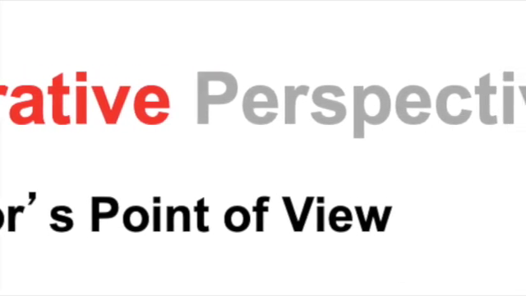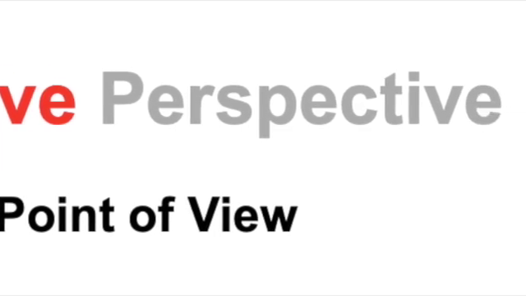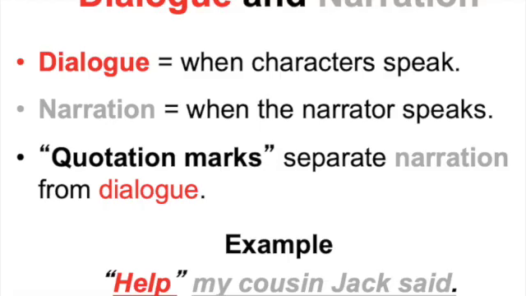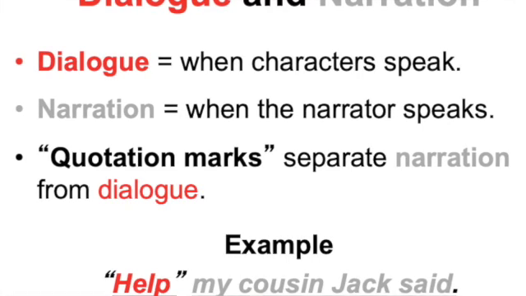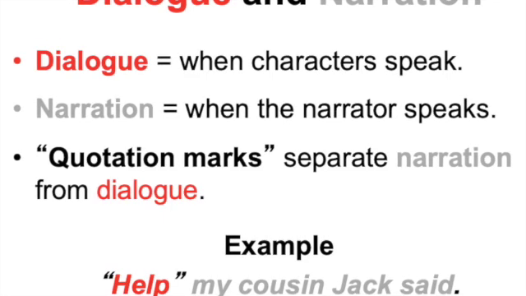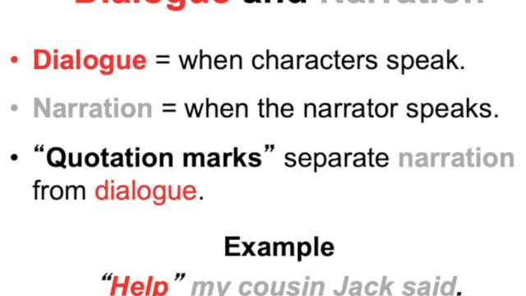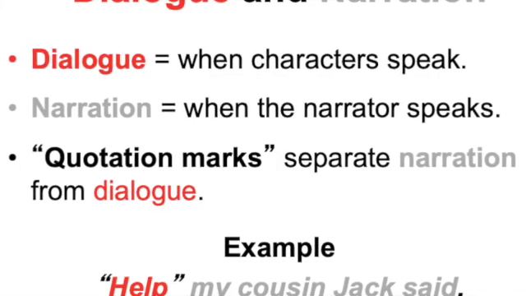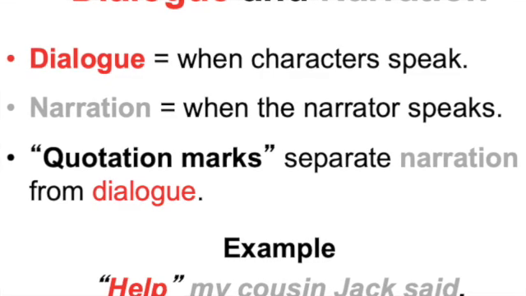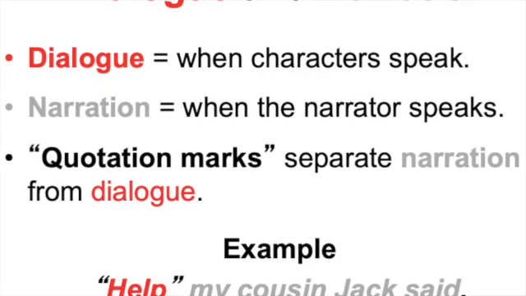Today we're going to talk about the narrator's perspective or the author's point of view. When looking at the narrator's point of view, you want to know the difference between dialogue and narration. Dialogue is when the characters speak and talk to each other, but narration is when the narrator speaks.